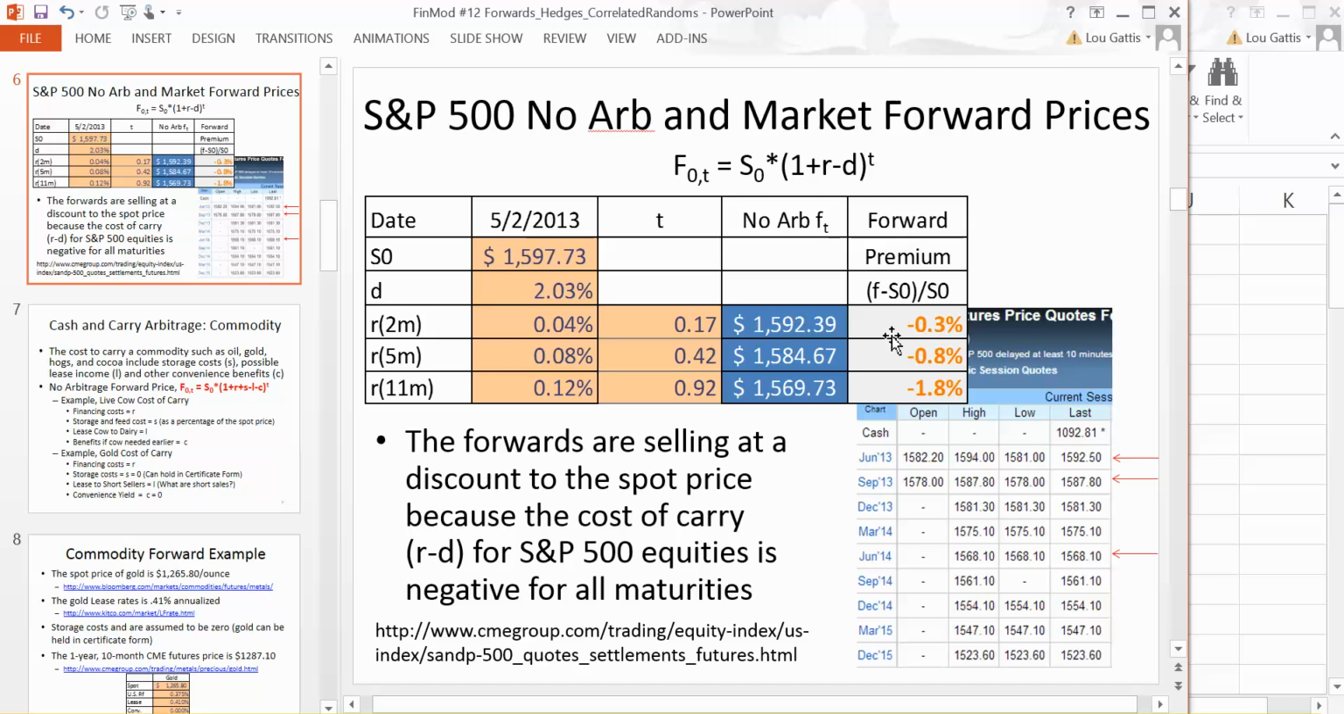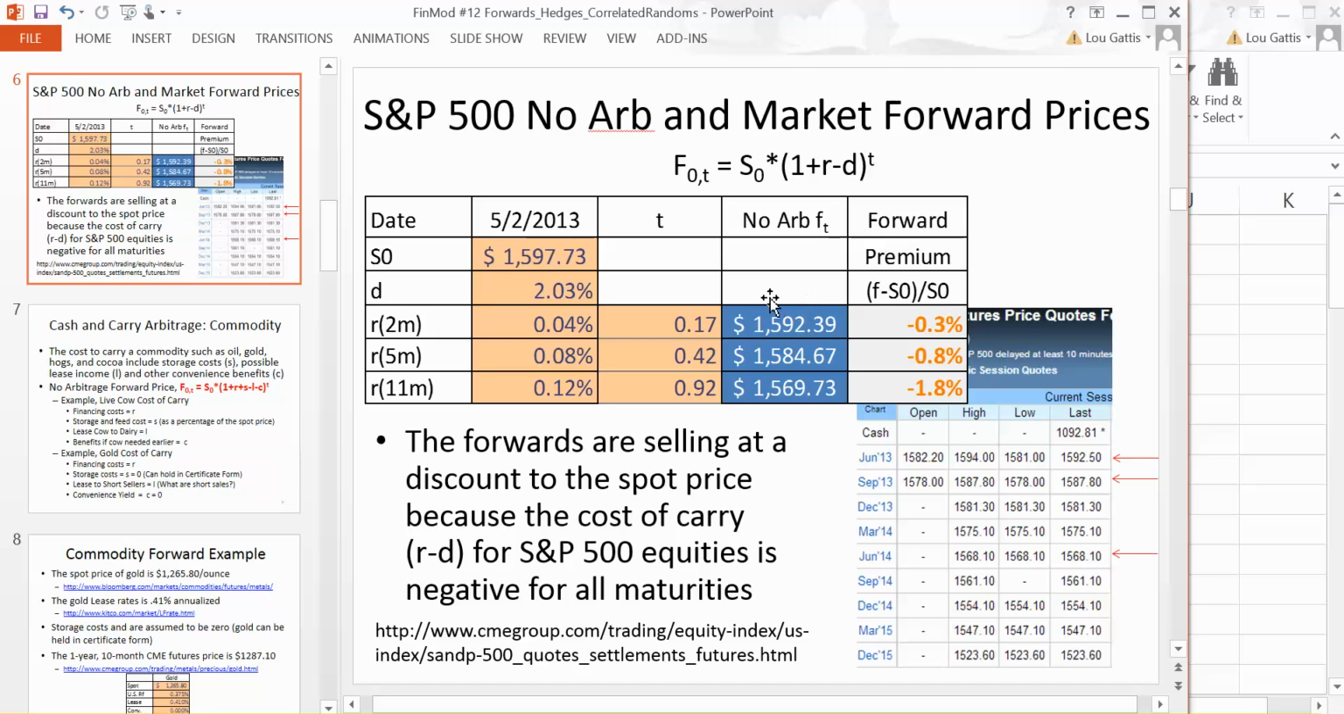If I then compare the forward price to the spot price, I see that the forward price is selling at a discount to the spot. And this is always the case when the dividend yield is greater than the interest rate. In other words, my net cost of carrying the position is negative. I pay 4 basis points, but I've received 2.03 on the stock I'm carrying. Therefore, the cost of carrying the position is negative. It's going to sell at a discount. So that's an insight into financial markets.